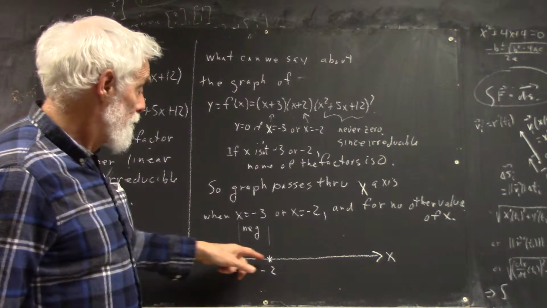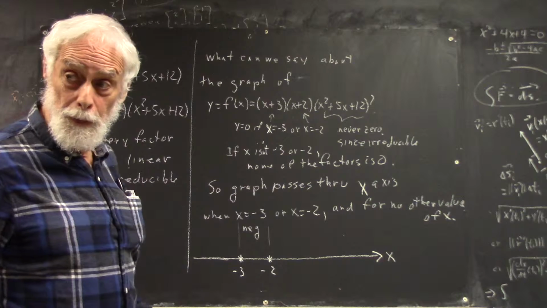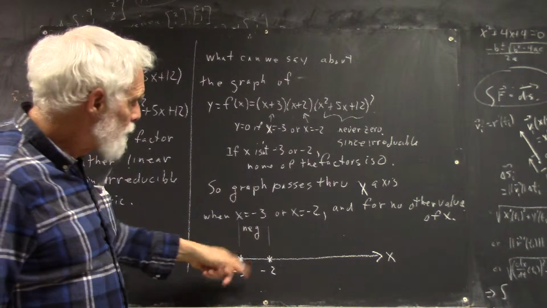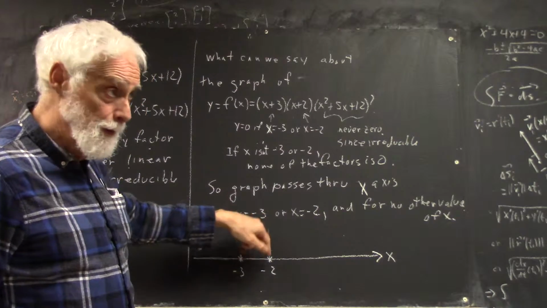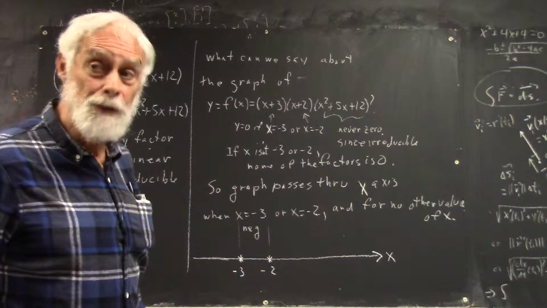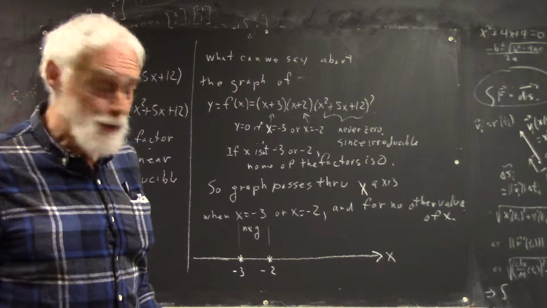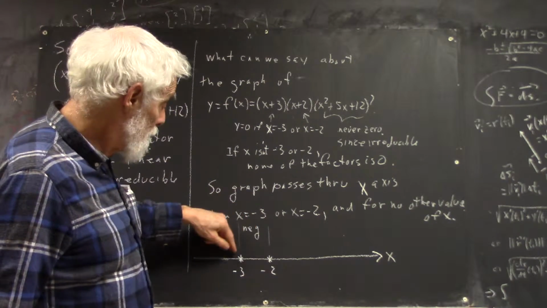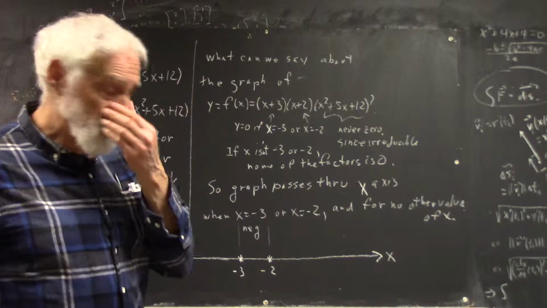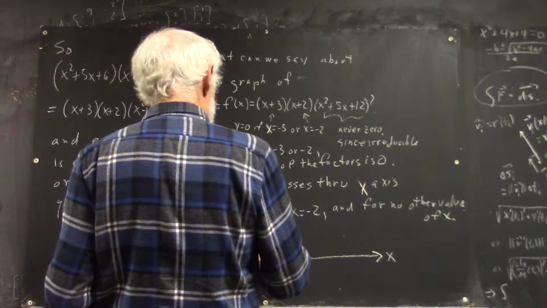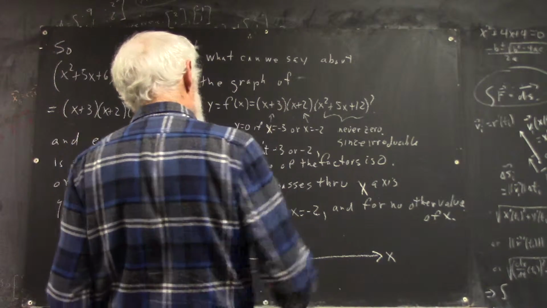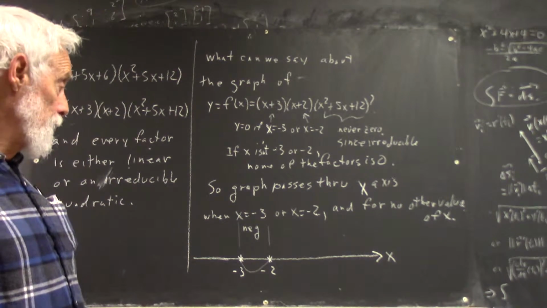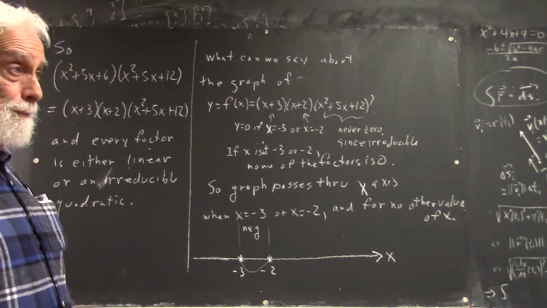And it can't be 0 anywhere in between here. And it's nice and smooth and continuous, so it can't go through the x-axis anywhere between here and here. So it's got to stay on the same side. Since it's negative at -2.5, it's got to be negative for the whole interval. So now I know that the graph looks kind of like this between -3 and -2. Okay?